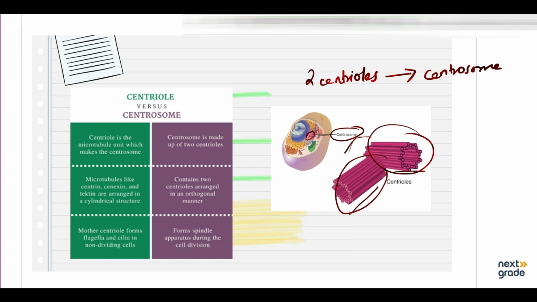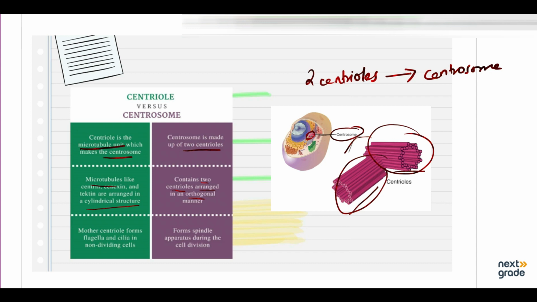If you look at the table showing in front of your screens, the centriole is the microtubule unit which makes the centrosome. The centriole makes the centrosome, but the centrosome is made of two centrioles together. Centrosome can't make centriole, but two centrioles together make a centrosome. The microtubules, like centrin or tektin, are arranged in a cylindrical structure in the centriole. However, the centrosome contains two centrioles that are arranged in an orthogonal manner, right? If you see in this diagram, it is showing you the orthogonal manner.